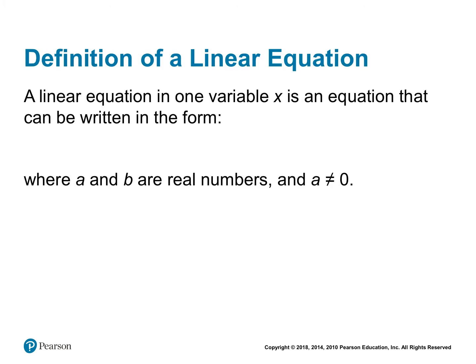So the definition of a linear equation is that it has one variable, and often we use x, but you can use other letters. The x is in an equation that can be written in the following form. And this form is ax plus b equals 0. And the a and the b have to be real numbers, and the a cannot equal 0, because if you had a 0 in front of the x, then there would actually be no x left. So that a is just some constant number, and we'll be looking at examples coming up here.